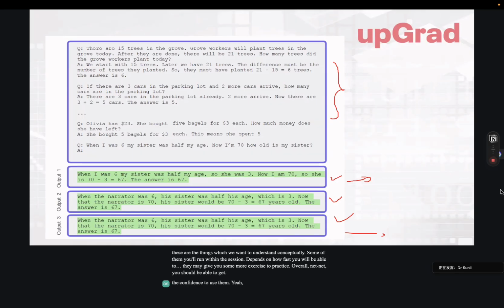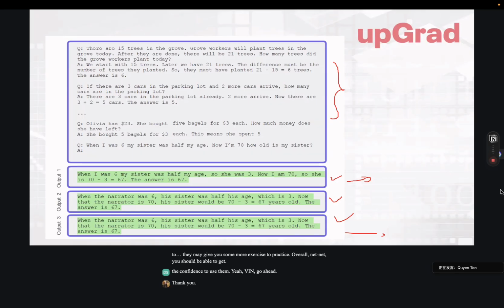Yeah, Vin, go ahead. Yes, Professor. For self-consistency, from what I understand, the LLM is defaulted to use greedy decoding. But if you wanted to do self-consistency, then you should state it in the prompt, right?